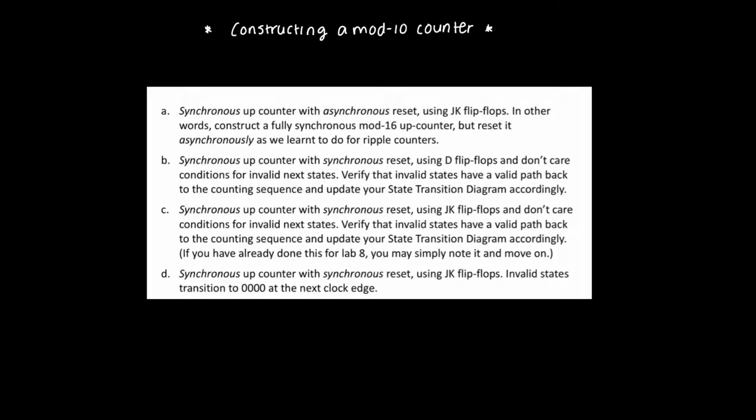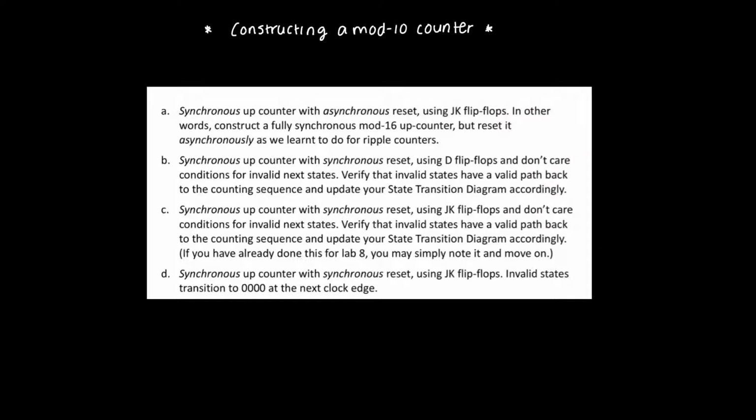Hi, so in this video, we're going to do some examples, and I thought we would start with 4 different ways to construct a mod-10 counter. So I've listed all 4 ways, but let's just tackle them one at a time. The first way I want to do it is written here in A. Synchronous up counter with asynchronous reset using JK flip-flops.